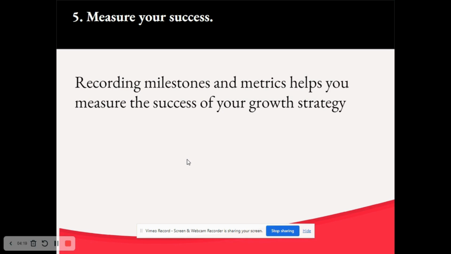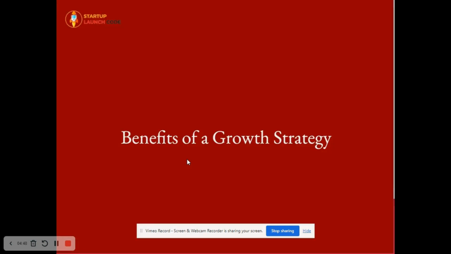Then, you can't know if your growth strategy is effective if you don't measure the success of your strategy. So the next thing is for you to record the milestones and the metrics so that you know whether we are achieving the goal that we set to achieve with this strategy. So it is important for you to measure, because if you don't measure, you won't know if you are making any form of progress with the strategy that you are adopting.